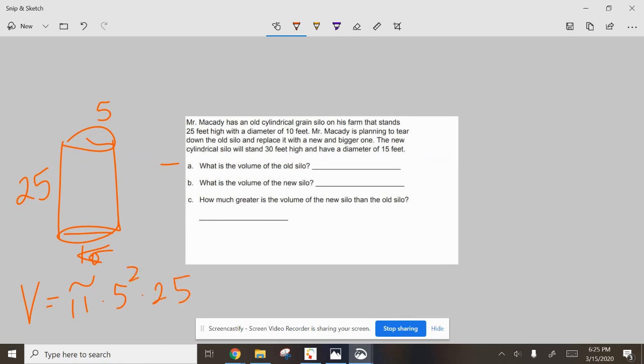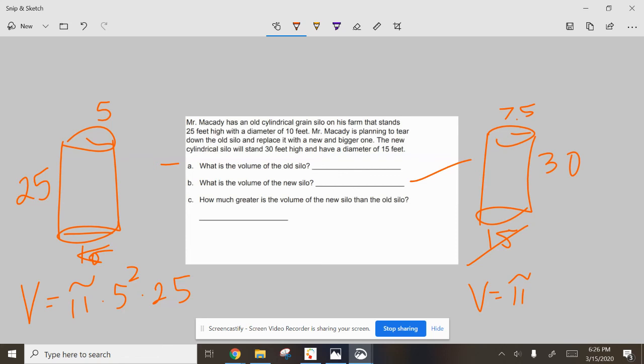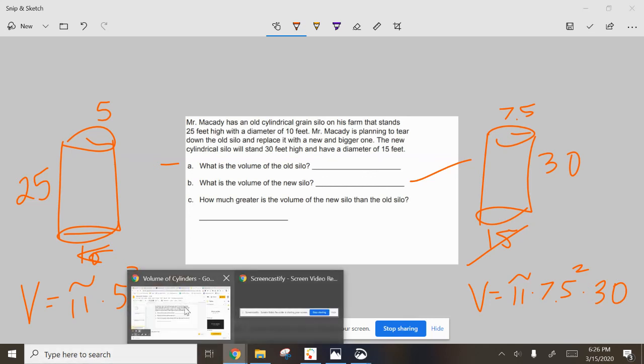All right, and then my new silo is going to be, draw it out. I know I'm a little messy drawing right now, but it's okay. It's going to be 30 feet high and a diameter of 15. What's half of 15? 7.5. So let's plug that in. Volume equals pi times 7.5 squared times 30. Okay. And let's go ahead and deal with these two different problems right now with the calculator. Calculator's your best friend.